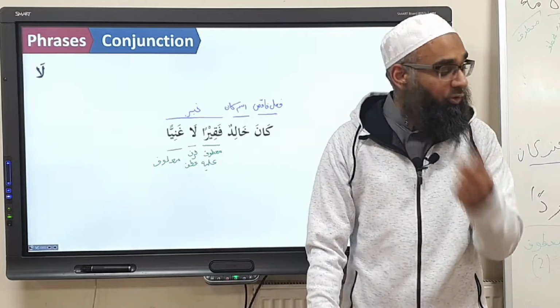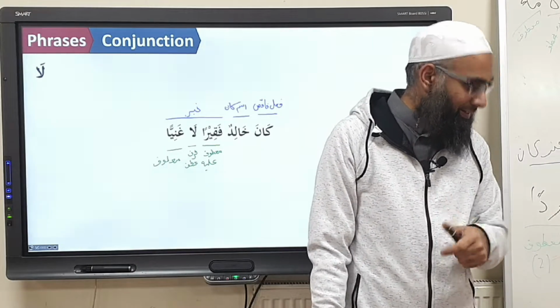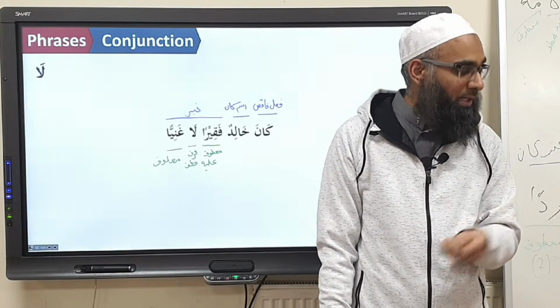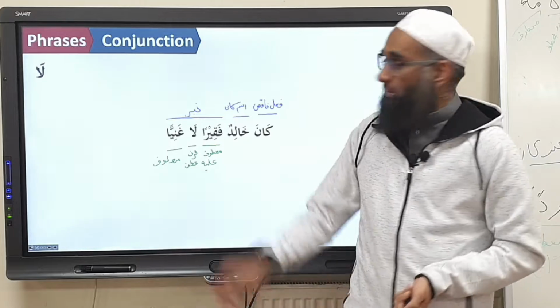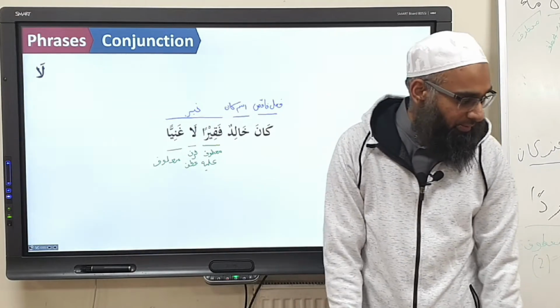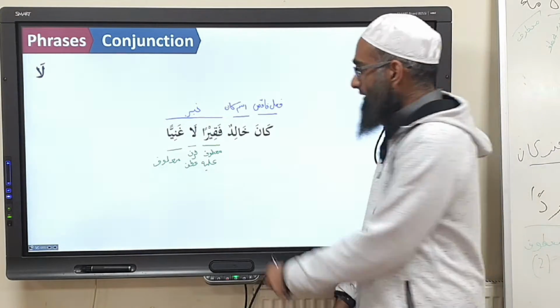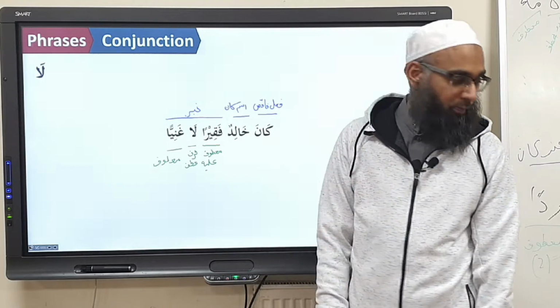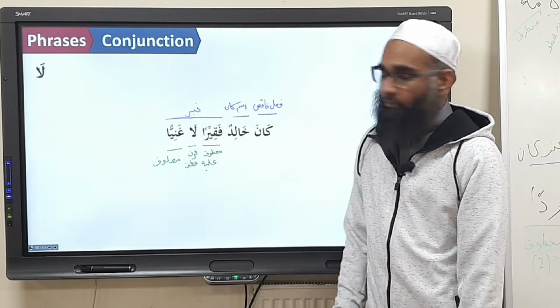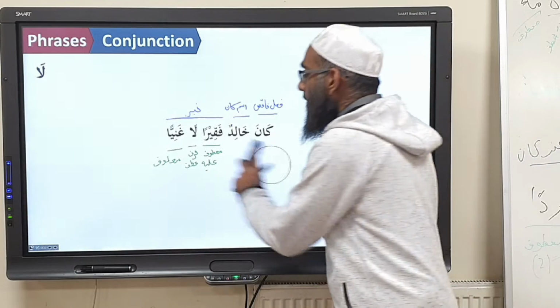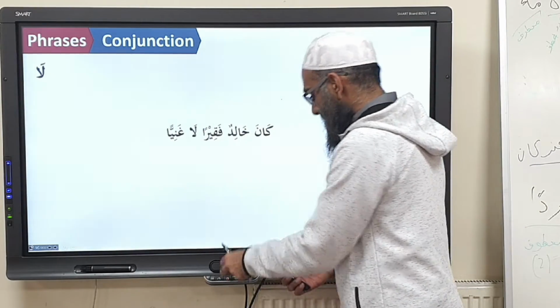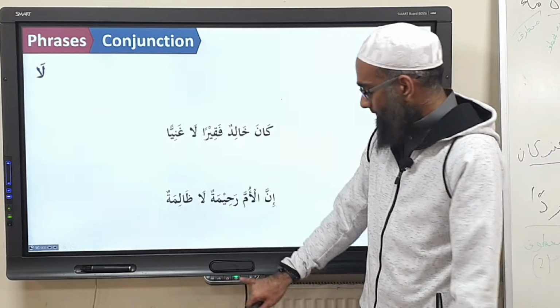If it comes before fi'l mudari', what is it? Harf nafy, la yaf'alu, la yasumu. If it comes before the ma'tuf alayhi and ma'tuf, what is it going to be? Harf atf. Does everybody understand? What's the translation of this? Khalid was poor, not rich. Correct? Next one. Your turn.